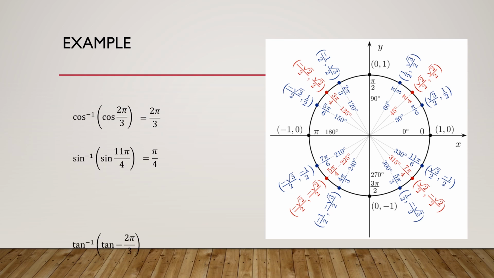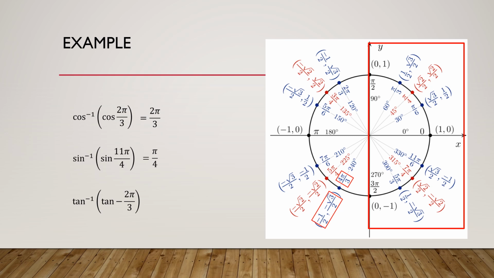Finally, let's find the arctangent of tangent negative 2π/3. From the unit circle, tangent negative 2π/3 equals the square root of 3. Since arctangent has a range from negative π/2 to π/2, we find an angle theta where tangent theta equals the same square root of 3. This happens at π/3.